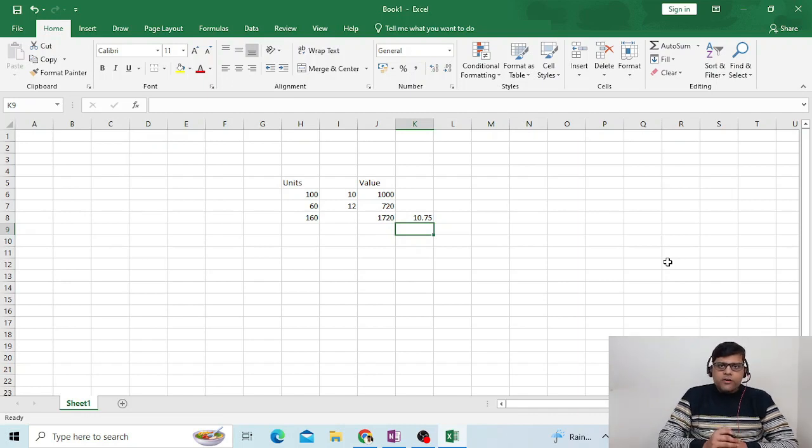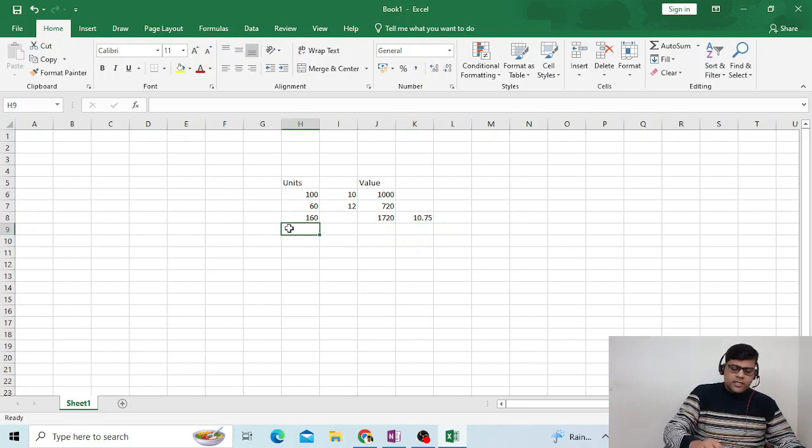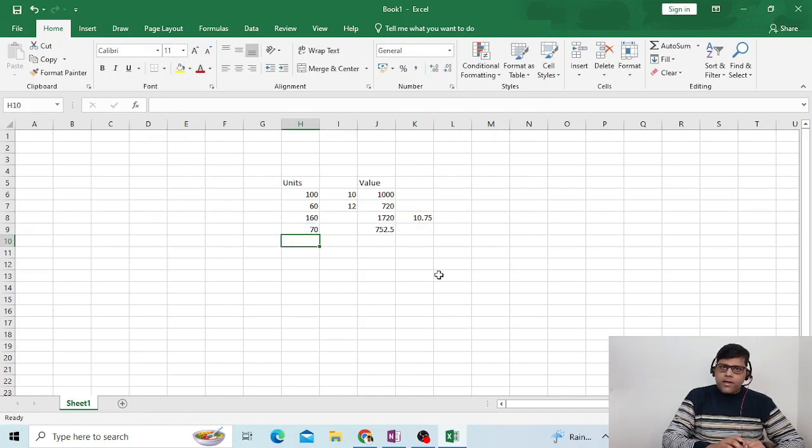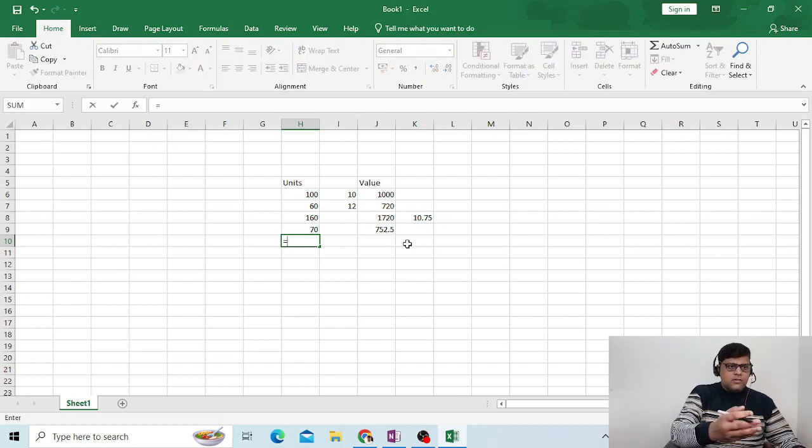Now if we are going to consume some materials, or we are going to calculate the cost, let's say out of these 160 units we are going to consume 70 units of material, or issue the goods to production, 70 units. So 70 units will be evaluated at a price of 752.50. Now we have closing inventory after this consumption. This 752.5 is our material cost, and the average price we have is 10.75.